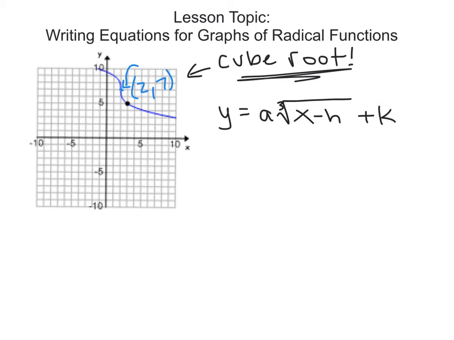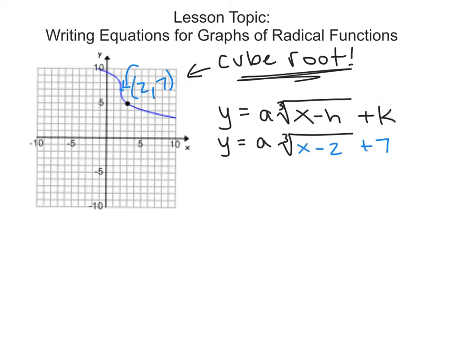And then that is actually all we know right now that we can put into our equation, so I'm going to go ahead and do that. We're going to write y equals a times the cube root of, now you have to be careful here, if our h value is 2, we're going to write x minus 2. And then our k value is 7, so plus 7. All right, we put in the 2 and the 7.